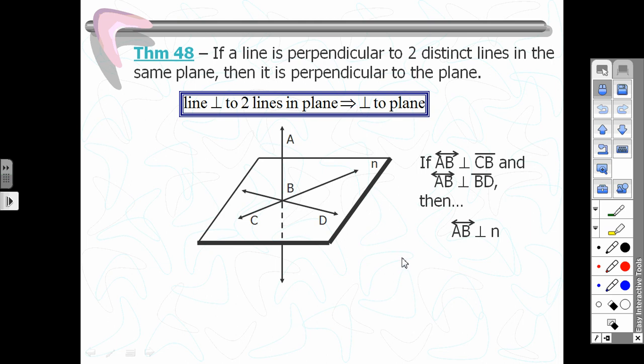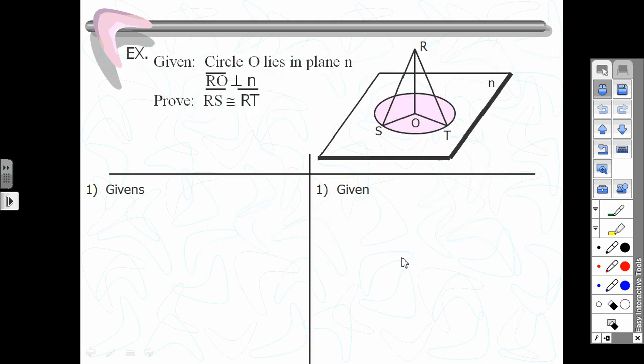Okay, so let's put this to the proof. Let's see how we would do in a proof. Once again, when you look at this proof, it's going to seem very similar to a Chapter 3 proof. The only difference in this case is that we are going to use our new definition, because you see RO is perpendicular to the plane. But everything else is going to be very similar to Chapter 3. Okay, so they give us that circle O lies in plane N, and RO is perpendicular to the plane. And we're supposed to prove that RS and RT are congruent.